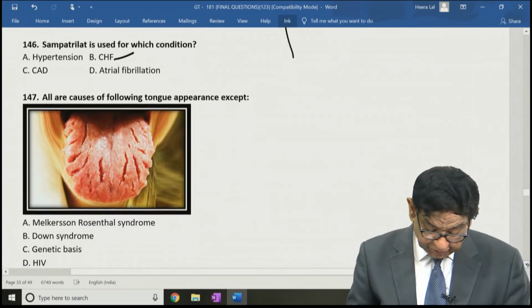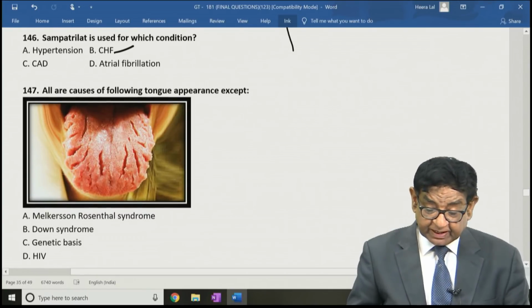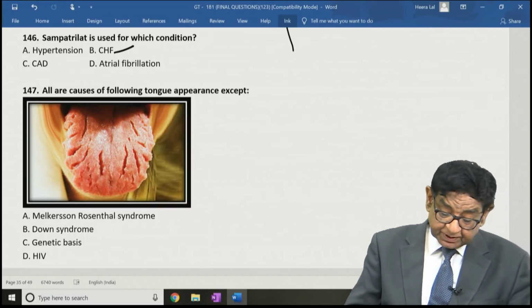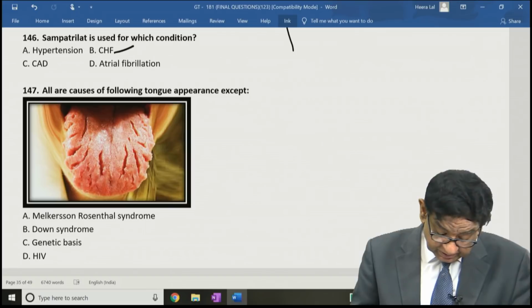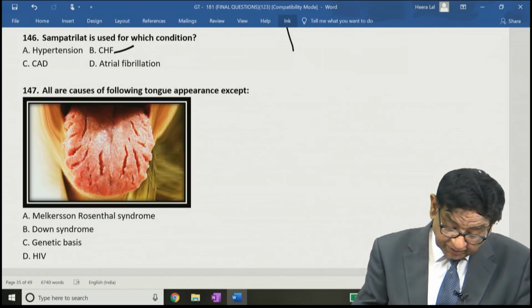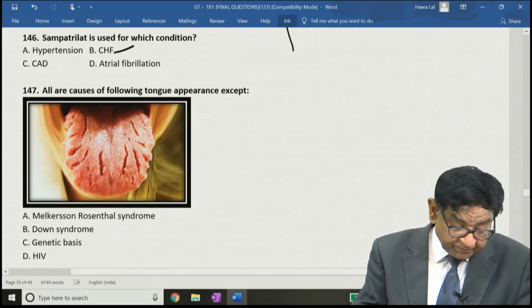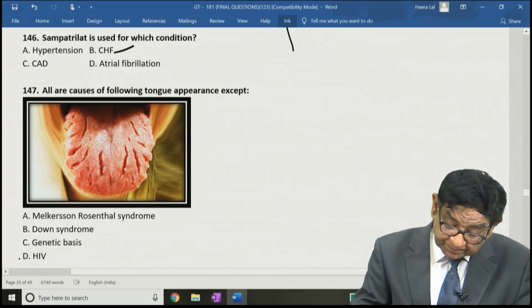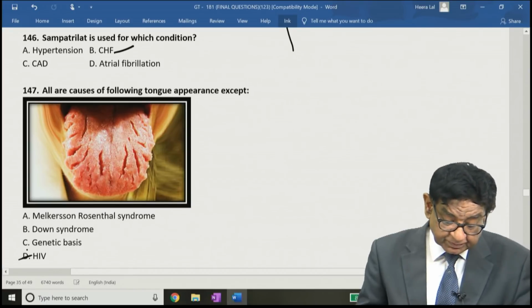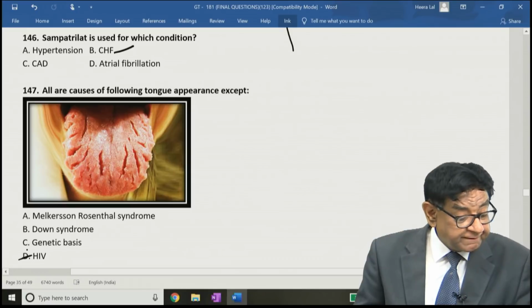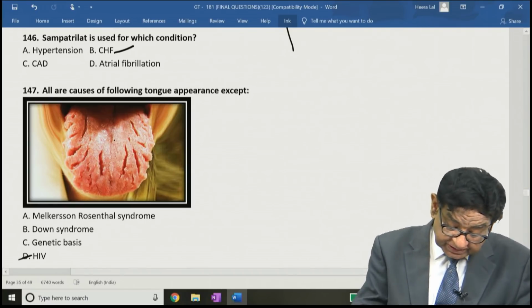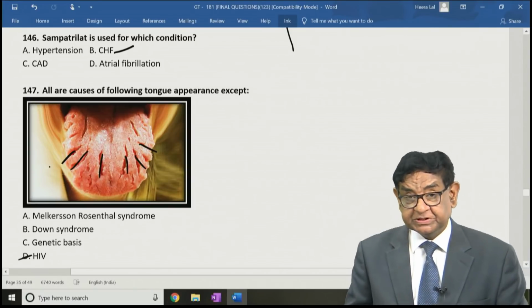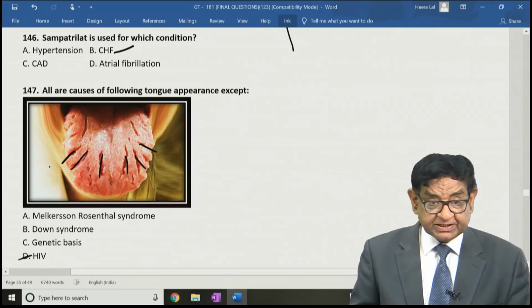Well, we got another beautiful picture where we are getting furrows in the tongue, the so-called triple furrow. The triple furrow is not seen in HIV. Righto? We can see furrows, what word we use, triple furrow. This is seen in the condition I mentioned to you.